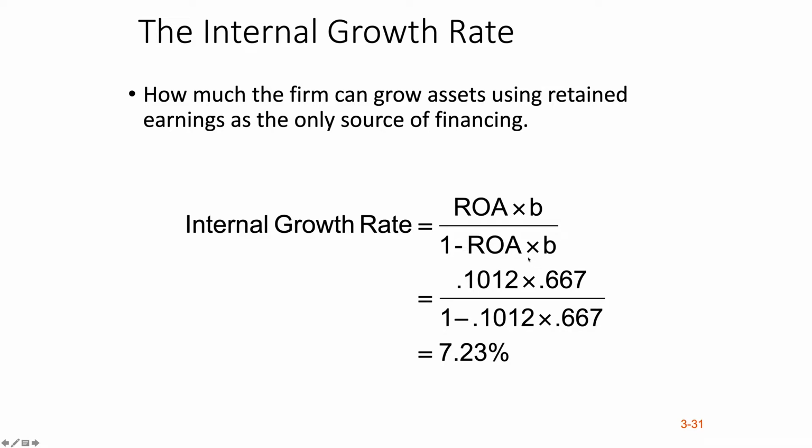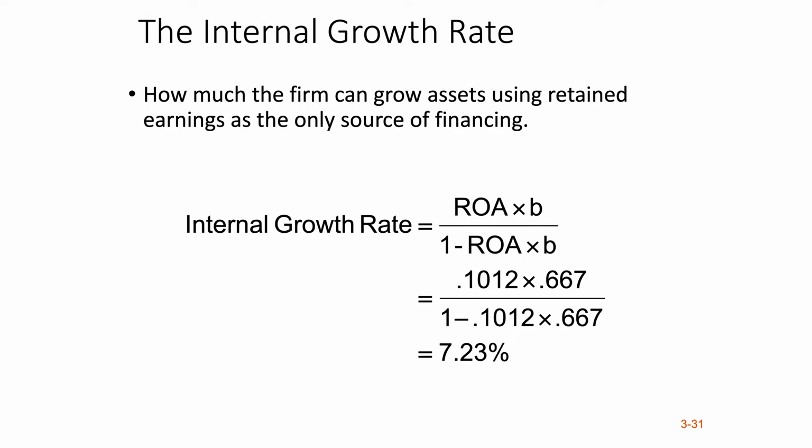In other words, according to your company's operation, if sales grow up to 7.23%, you are okay. You don't need additional funding. But is that an optimal growth ratio? No, not necessarily. Particularly, you can borrow money. Then the next one is called the sustainable growth rate.